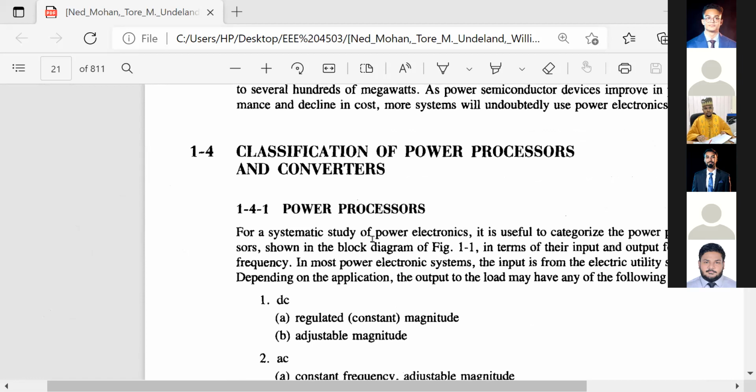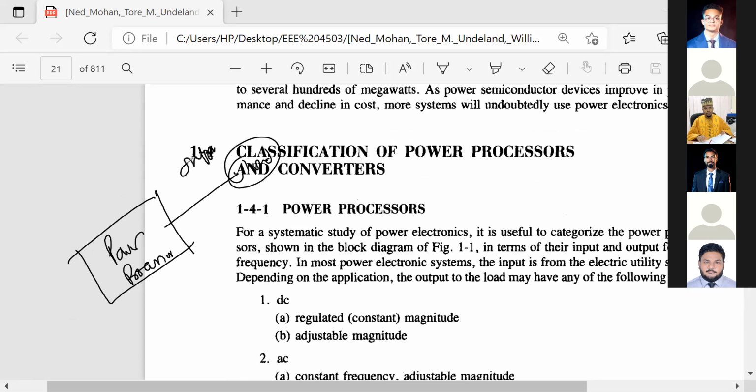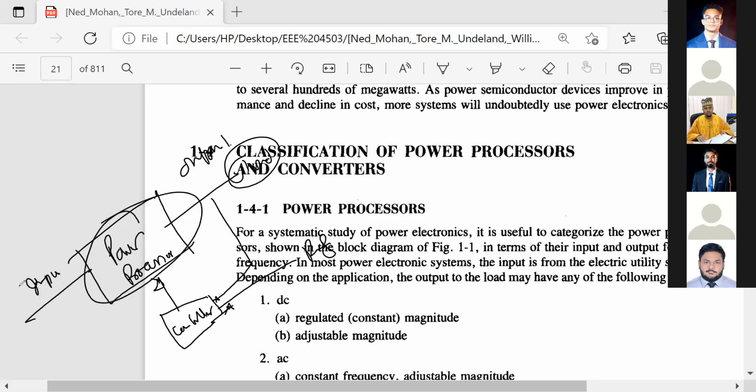Okay, so what is the power processor in the power electronic system? I have already given the idea of the power processor. This is your power processor. This is your load, this is your output side, and from that the feedback is there. This is your controller, and this is your reference. This is the input.